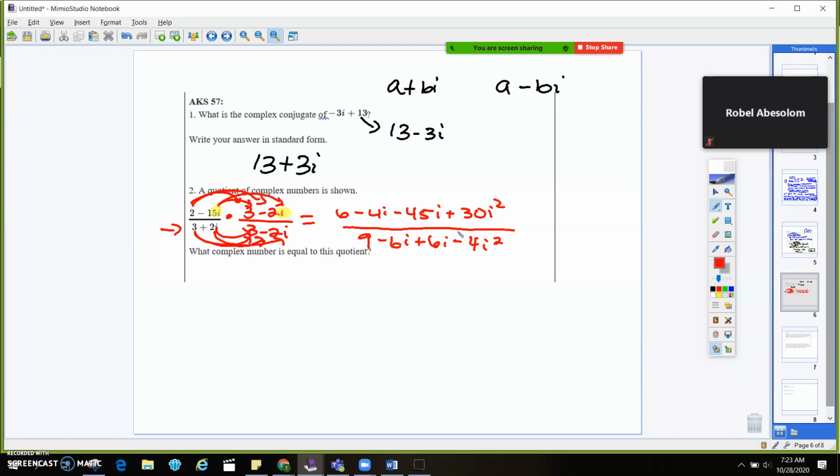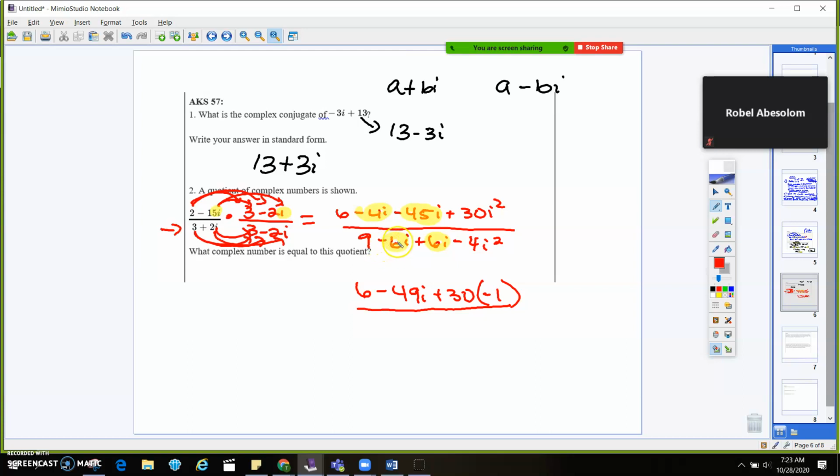We're then going to identify our like terms. In the top, we've got this negative 4i and negative 45i. And in the bottom, we've got negative 6i and positive 6i. In the top, if we combine our like terms, we're going to have 6 minus 49i plus 30. And we've got that i squared there, right? So we're going to put in a negative 1 instead of keeping that i squared.